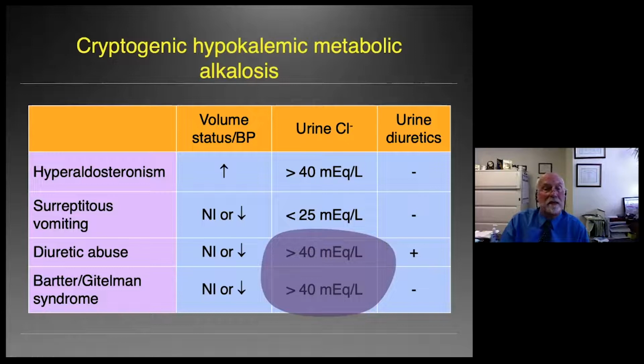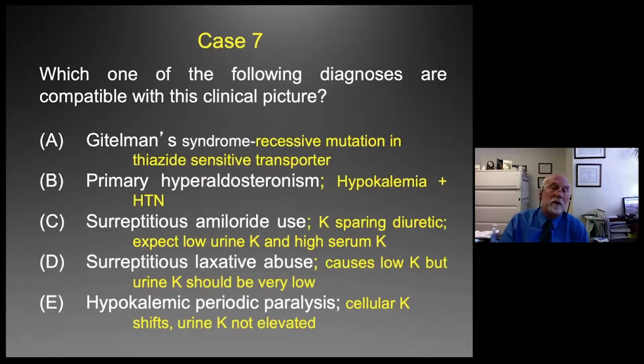So she fell into this category, and you would want to distinguish diuretic abuse from the inherited tubulopathy. So you might do the diuretic screen. But in here, there was some other family history and other things that may have suggested it. So the correct answer was Gitelman's, a recessive mutation in the thiazide-sensitive transporter.